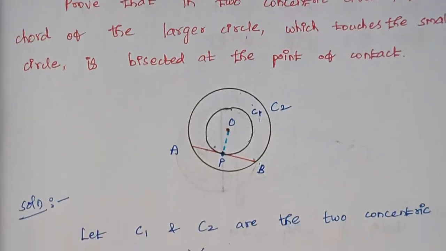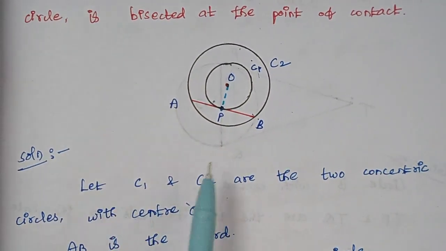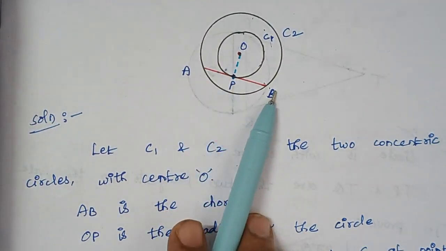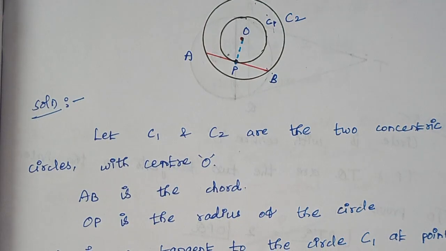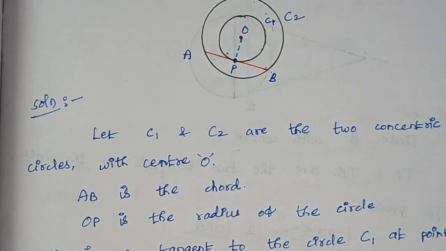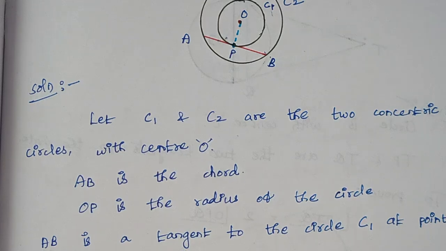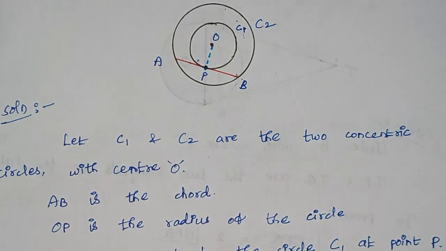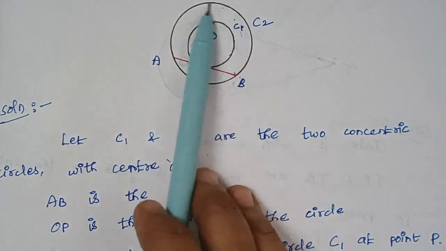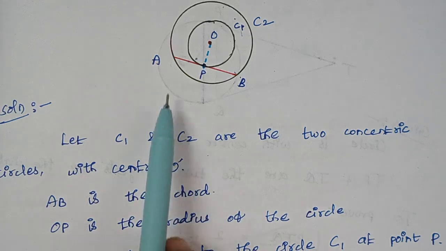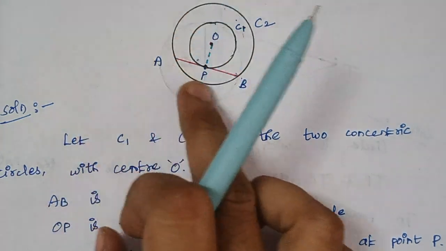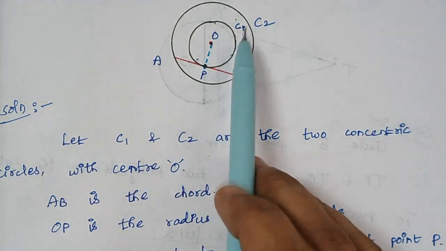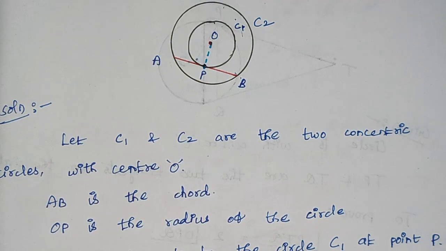So, you see here C1 and C2 are the two concentric circles with center O, and AB is the chord, right? And OP is the radius of the circle. So here AB is a tangent to the circle C1 at the point P. It is obvious, right? So AB is a chord according to the circle C2. But AB is a tangent. When you just remove C2, what is AB? AB is a tangent to the inner circle C1. Right.